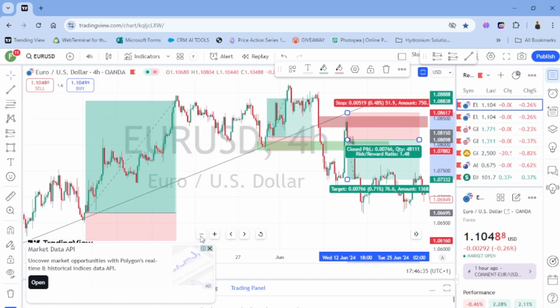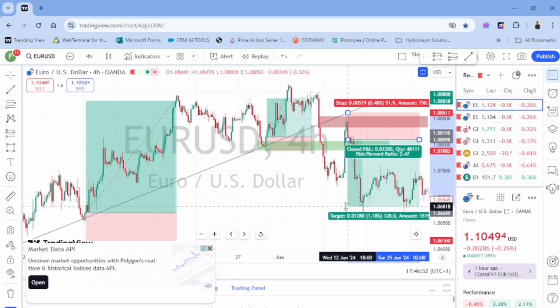When target one is achieved, what we love to do is move our stop loss to break even. All right, and if you want, you can take out some partial profit. Now, target one is achieved. What is the next significant low? This is it. This was our level. The next significant low is here. This level, right? These zones. So let's target it and see what happens.